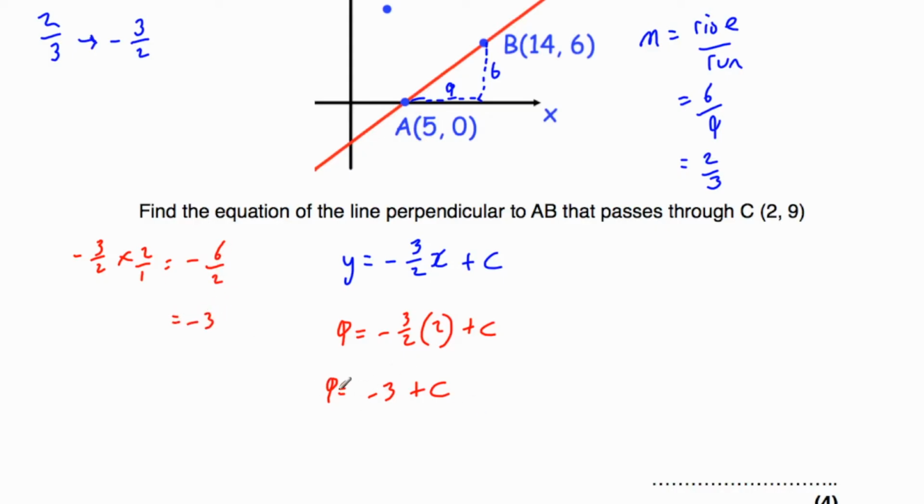So we now know that we've got 9 equals minus 3 plus c. So if we add 3 to both sides, so add 3 and add 3, we get 9 plus 3 is equal to 12, and on the right hand side, we added 3 to get rid of the minus 3, so we're just left with c. So c is equal to 12. So what's the equation of this line? Well, the equation of the line would be y equals, we know its gradient was minus 3 over 2x, and then plus c would be plus 12, and that's it.